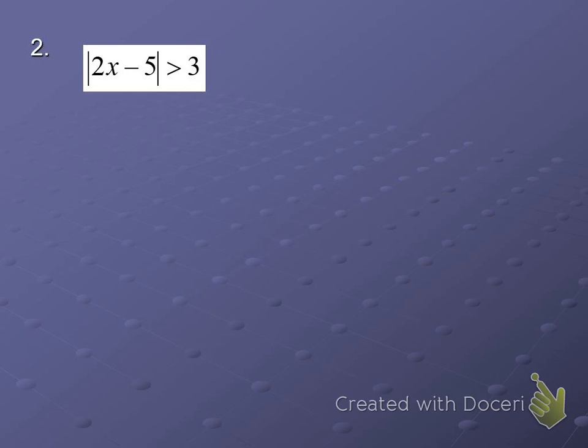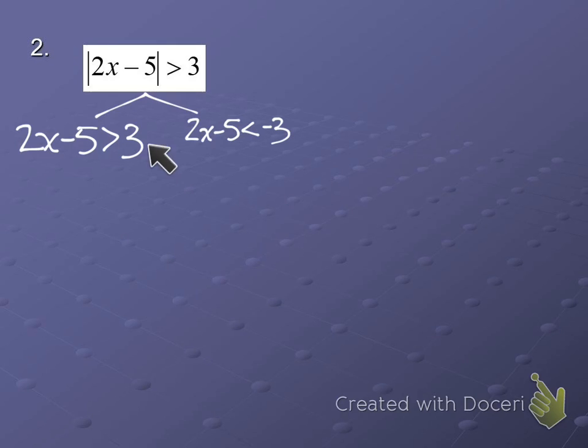Okay, number 2. Are the bars alone? Yes, so we are ready to split it up. Who can tell me what one of them would be? 2x minus 5 is more than 3. Wonderful. 2x minus 5 is greater than 3. And the other one, Charles? 2x minus 5 is less than negative 3. Perfect. And what word belongs in the middle here? Or. These are or inequalities because we started out with a greater than symbol.